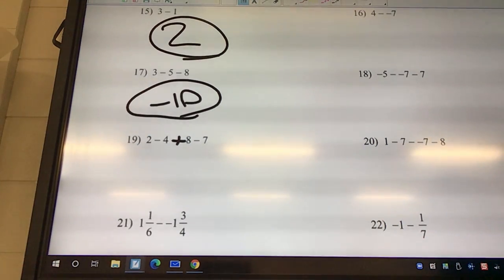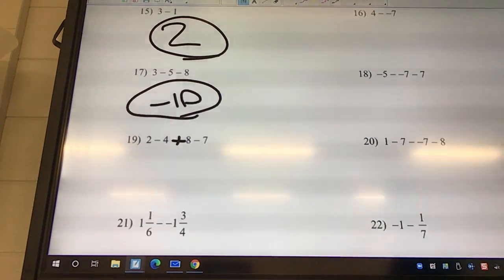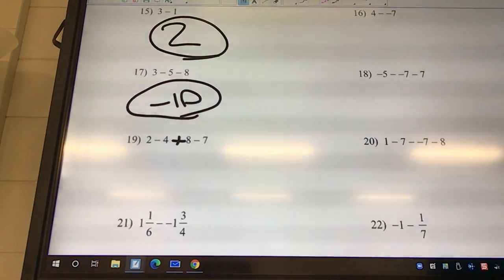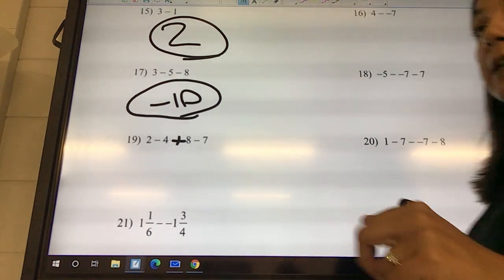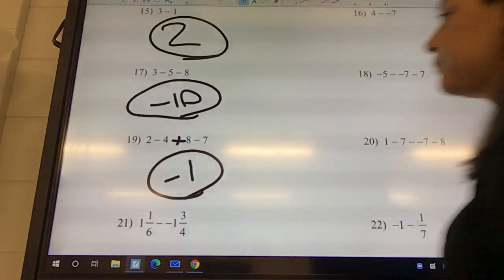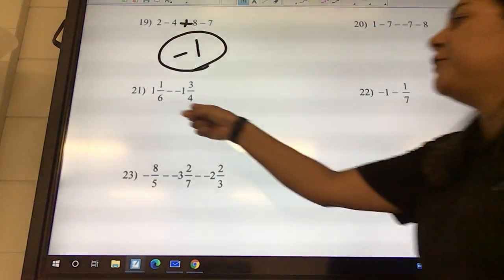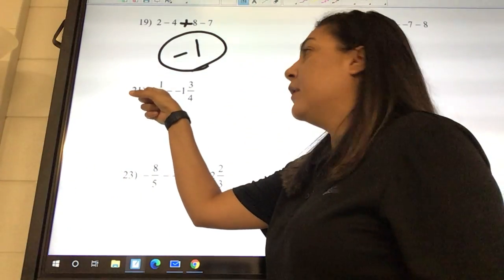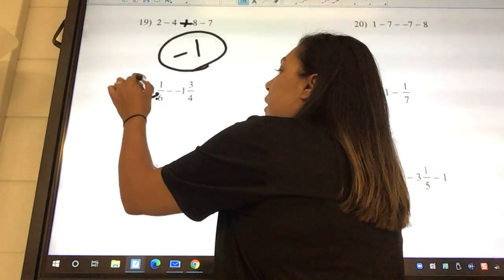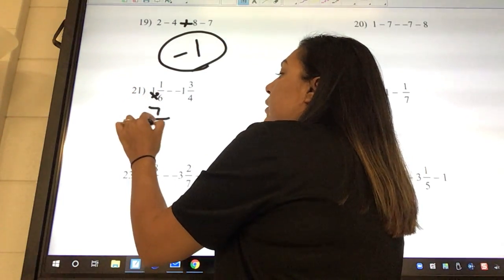Okay, 19. 2 minus 4 plus 8 minus 7. What do you guys get? Negative 1. Okay, 21. Is this first one a mixed fraction or an improper? It's a mixed. Okay, so we're going to multiply the bottom two numbers. So 1 times 6 plus 1. So it's going to be 7 over 6.